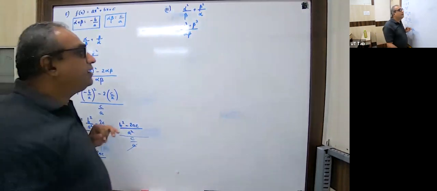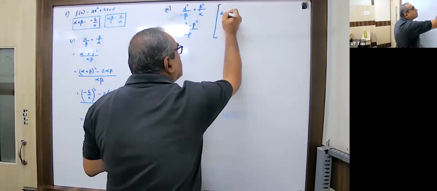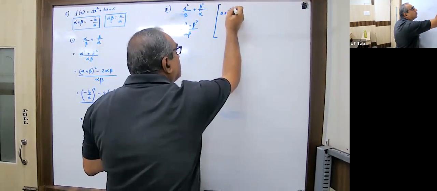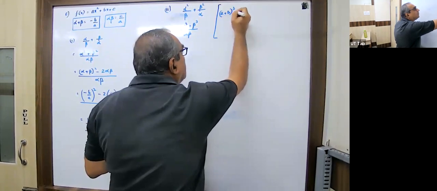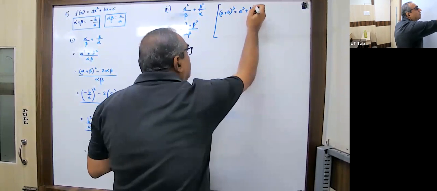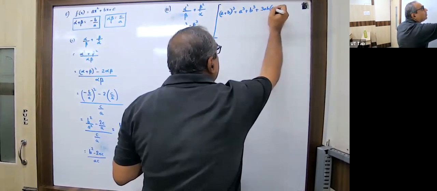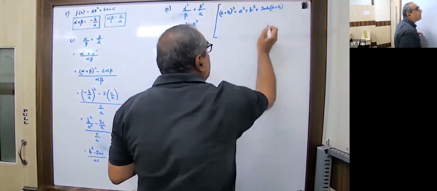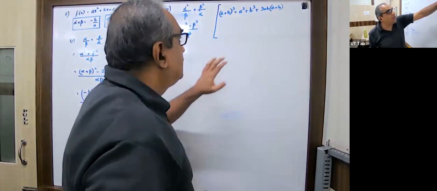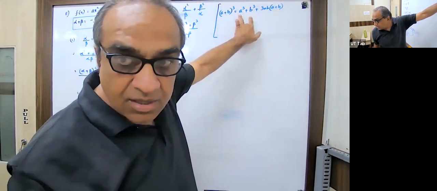तो मैंने 9th में फॉर्मूला सीखा था. (a + b) the whole cube is what? a cube plus b cube plus 3ab into (a + b), है कि नहीं? मुझे लेकिन सिर्फ इसका वैल्यू चाहिए, है ना?